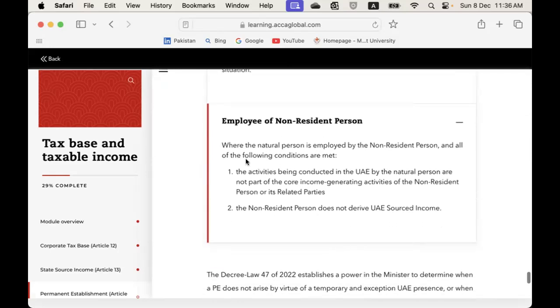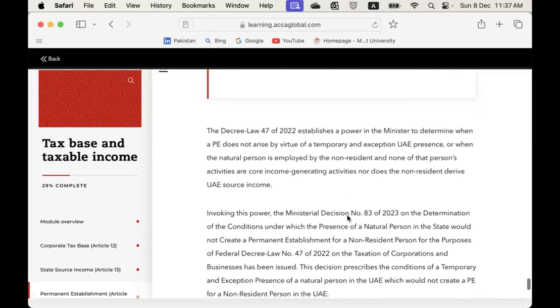Employee of a non-resident person, where the natural person is employed by a non-resident person and all the following conditions are met: activities being conducted in the UAE by the natural person are not part of the core income generating activities of the non-resident person, it is not SIGA. The non-resident person does not derive UAE source income. Although the dependent agent is there, first of all, the activities are not SIGA, which is core income generating activities, and secondly, not even UAE source income exists. If that is the case, then the PE will not arise.